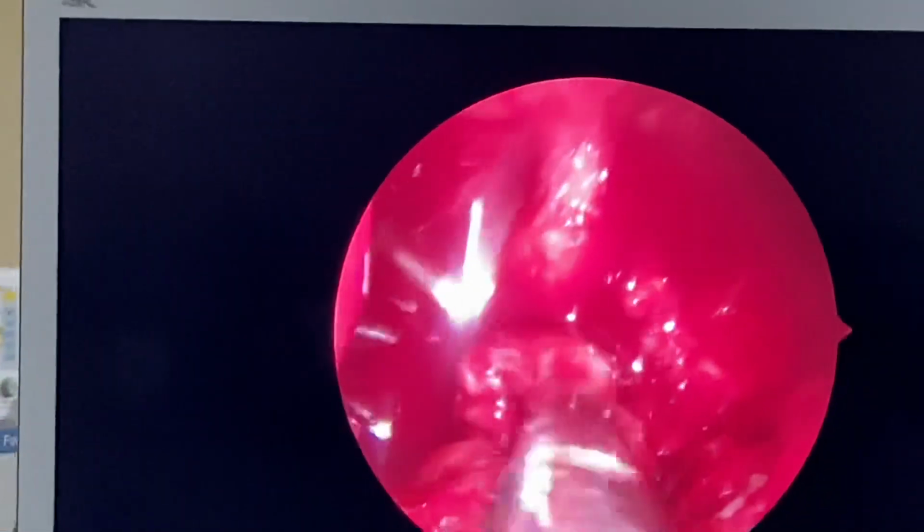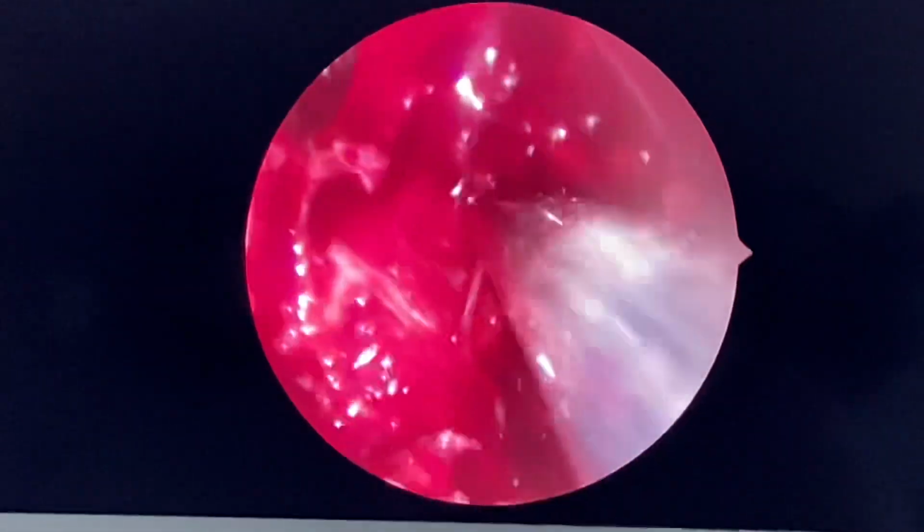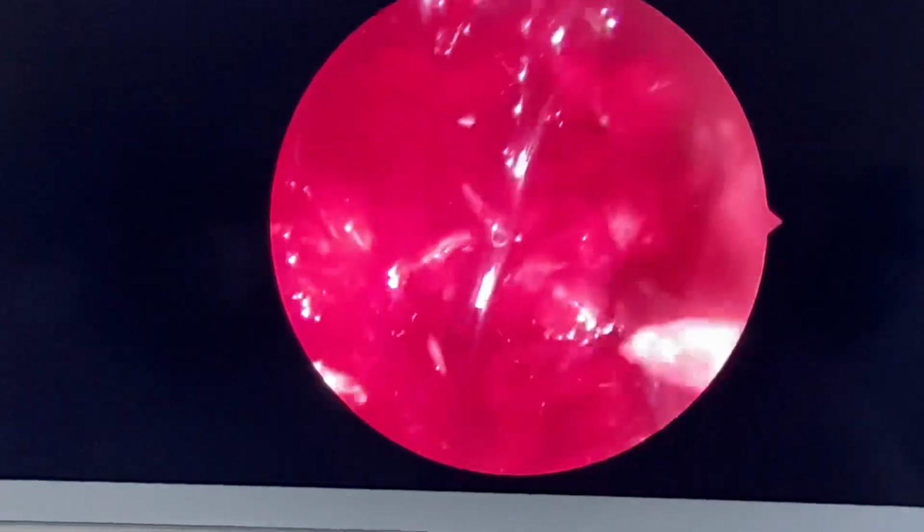So coming medially again, this is the eustachian tube on the left side. This is the floor of the nasal cavity. Let's stop. So we have excised the angiofibroma, which was extending to all these areas.